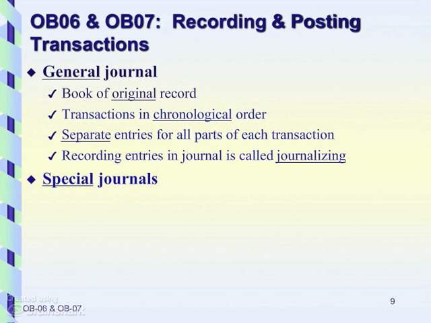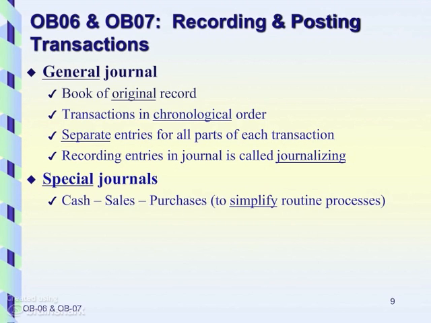In many businesses, they use things called special journals. These are journals that use an abbreviated format for the journalizing process. They include such items as a cash journal, a sales journal, and a purchases journal. And they're used simply to make the processes that are routine easier and quicker. So any entries that are entered into, say for instance, a cash journal, we know is going to increase or decrease our cash account. So it's just a quicker process.